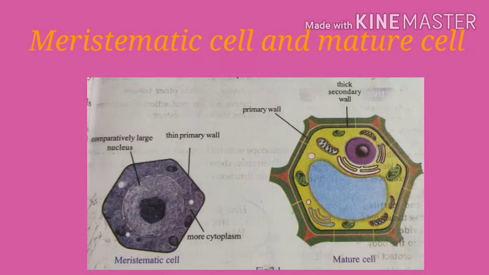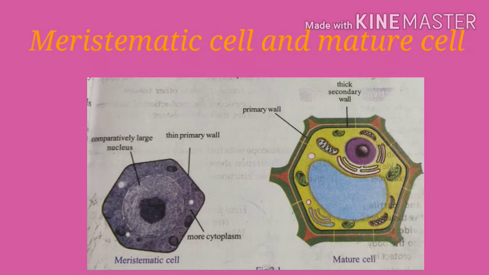Observe this diagram. These are the meristematic cell and the mature cell. Let us compare these two cells. The meristematic cell has a comparatively large nucleus, a thin primary wall and more cytoplasm. And the mature cell has a thick secondary and primary wall, less cytoplasm and a comparatively smaller nucleus.